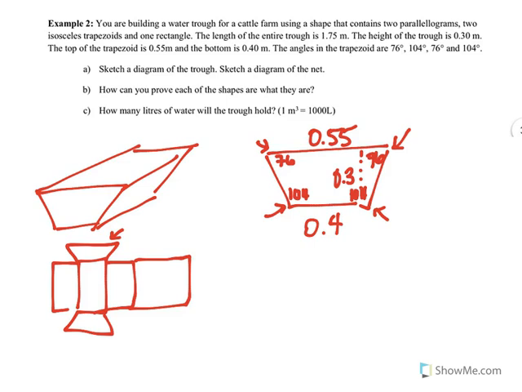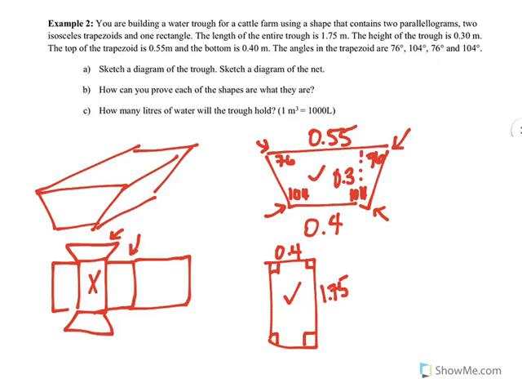For the bottom of the trough, that would be easy. So this bottom right here, we know that it would be 0.4, and then the length of the trough, which is 1.75. So this is going to make right angles, and this side and this side are all going to match. So this is going to be a rectangle. So that shape is pretty set.